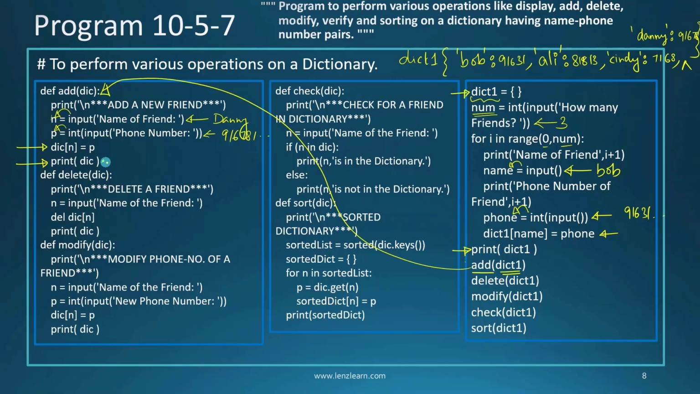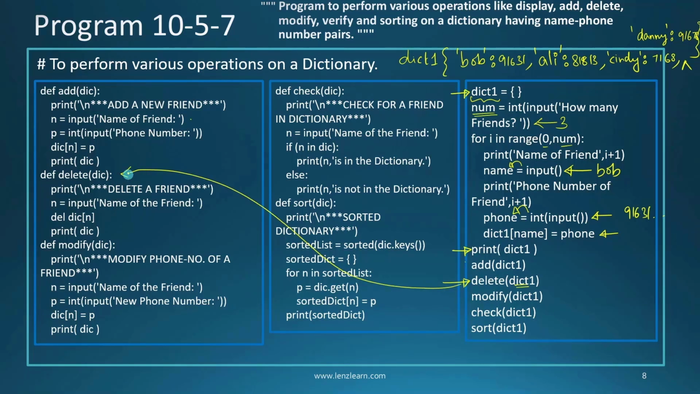Now you can see your function is finished. The control will come back to the function call. There is nothing more to do in this function call, so the interpreter will go to the next line. You are calling the next function called delete. Now the control will come to where you have defined the function delete, and dict1 will be moved into variable dic. Then I will print that this function is going to delete a friend, and then to delete I will ask the name of the friend.